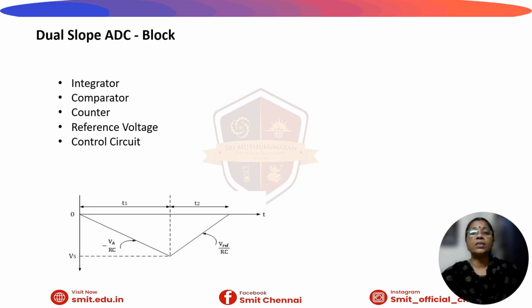Because the volt-second inputs are equal, the unknown input voltage V in is calculated using the formula V in is equal to V reference into T2 by T1. Since T1 and V reference are constant, the unknown voltage V in is entirely dependent on T2, that is, the time measurable factor. The counter's final value is the resulting digital output.